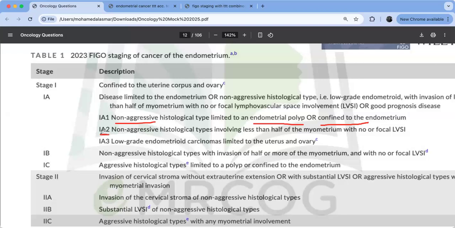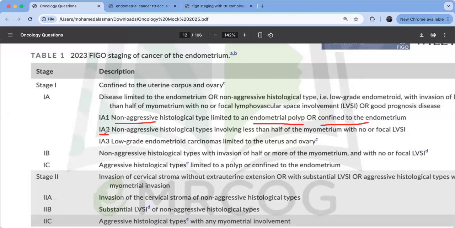Okay, so how about 1A2? In 1A2, the myometrial invasion started, but it's also a non-aggressive type. So 1A2 is a non-aggressive histological type that involves less than half of the myometrium.